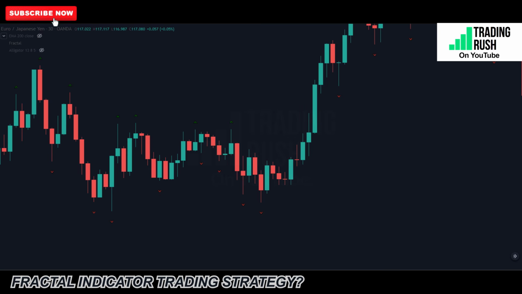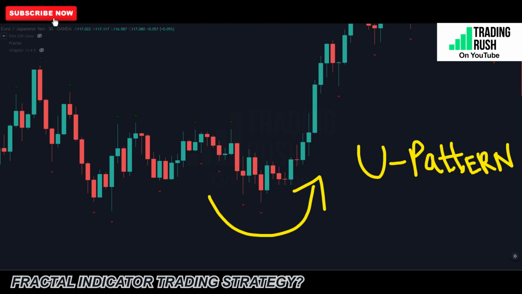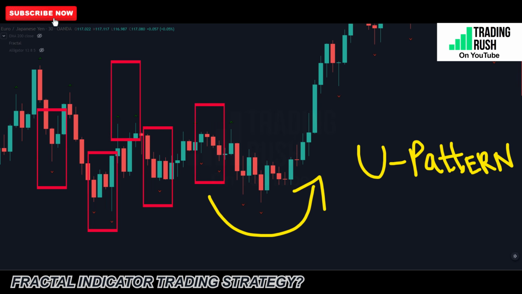Now, if you look closely, you will find that there is a big problem with this setup. The problem is that the fractal indicator works on a very common price pattern, therefore it creates a lot of false entry signals. These entry signals are unreliable. If you trade all of them, you will probably lose money.